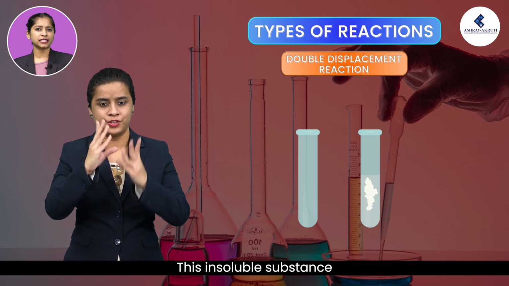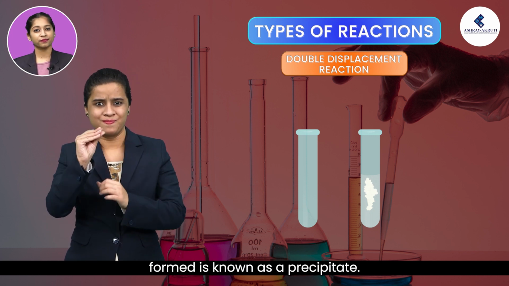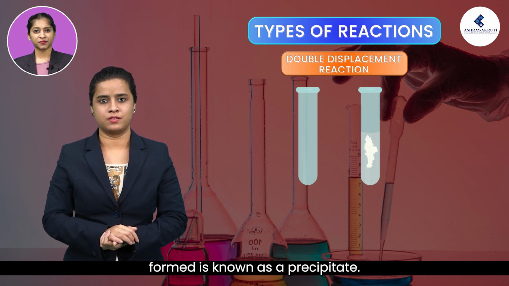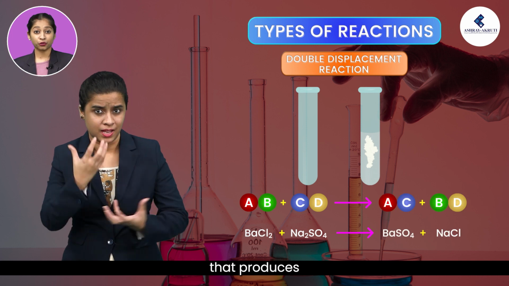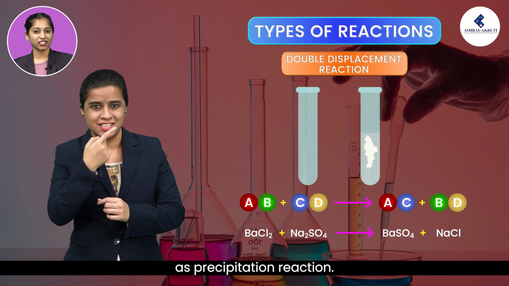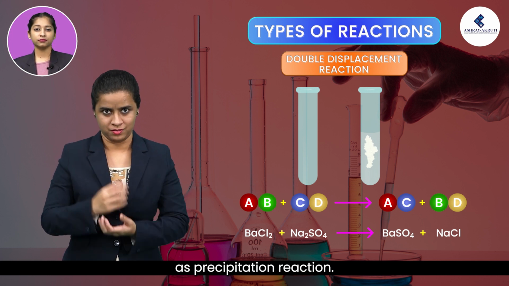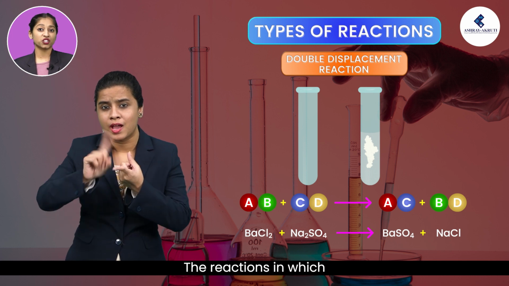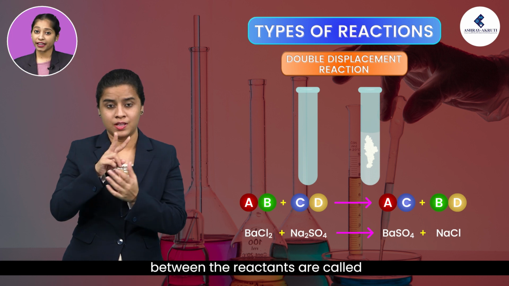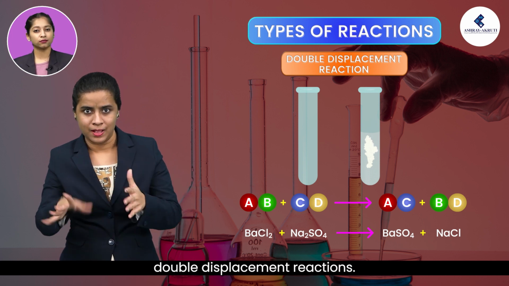This insoluble substance formed is known as a precipitate. Any reaction that produces a precipitate can be called a precipitation reaction. The reactions in which there is an exchange of ions between the reactants are called double displacement reactions.